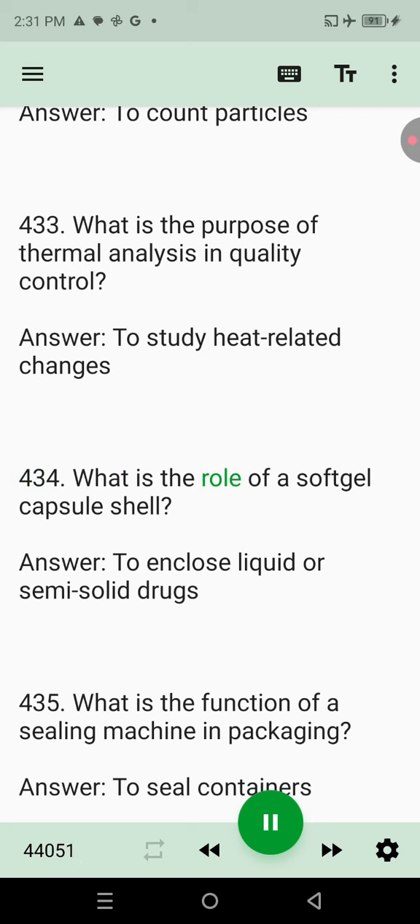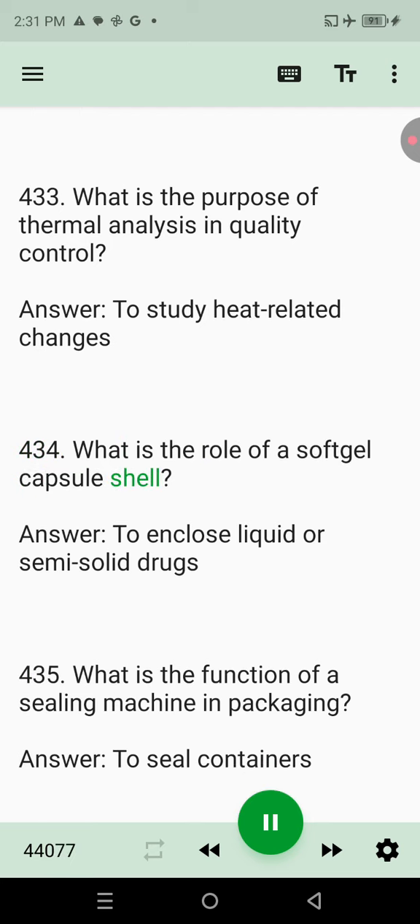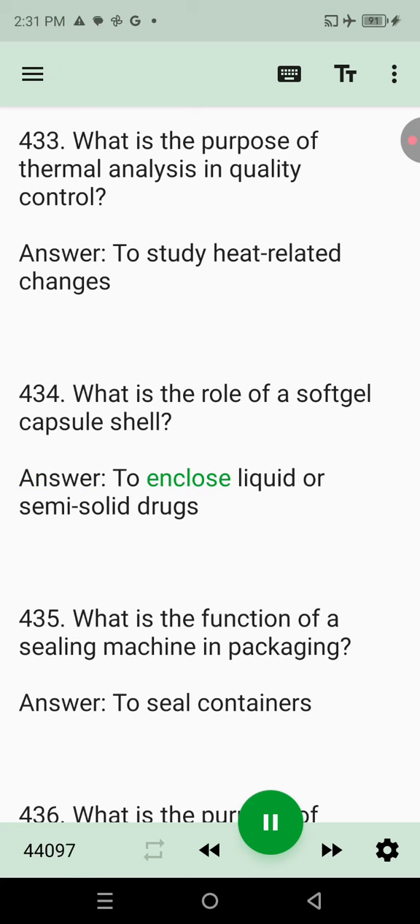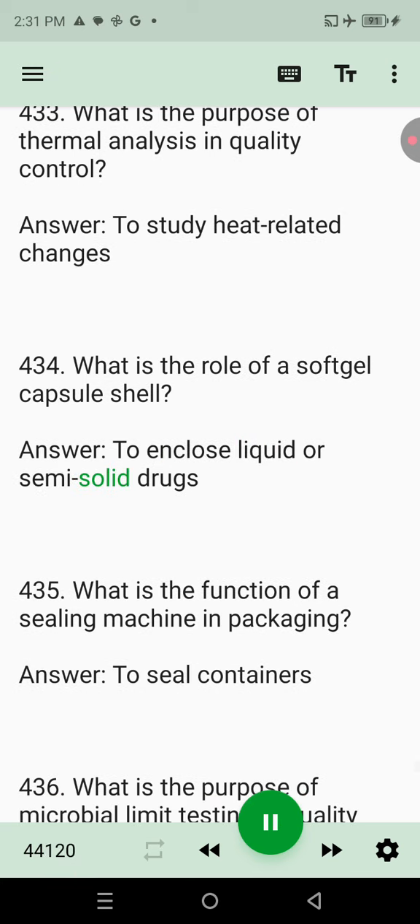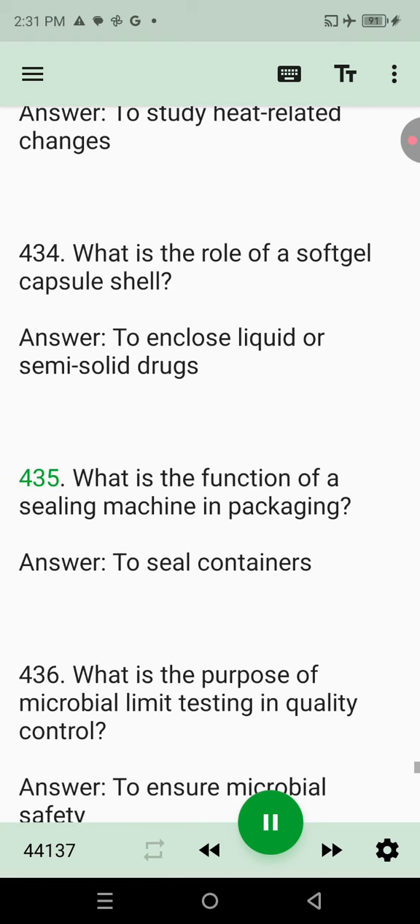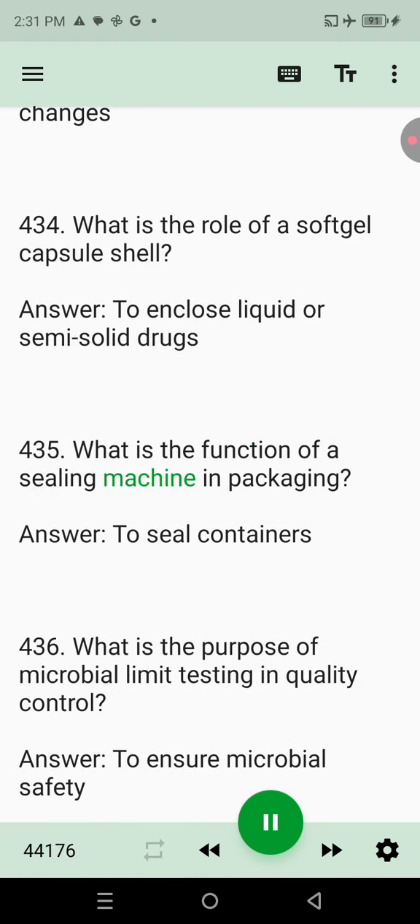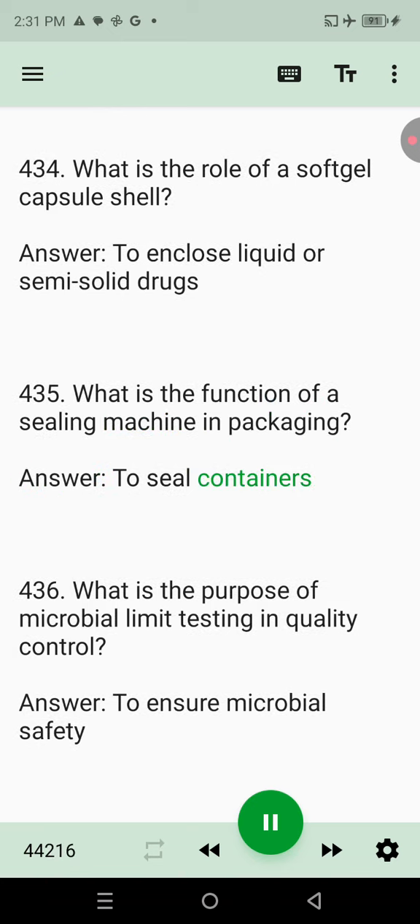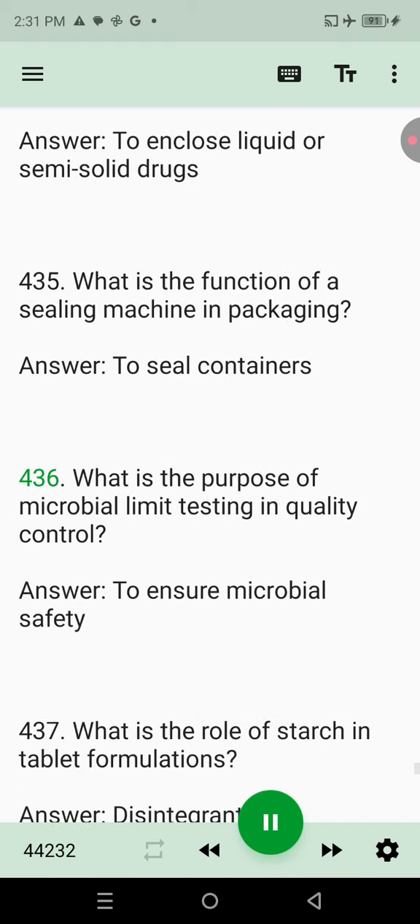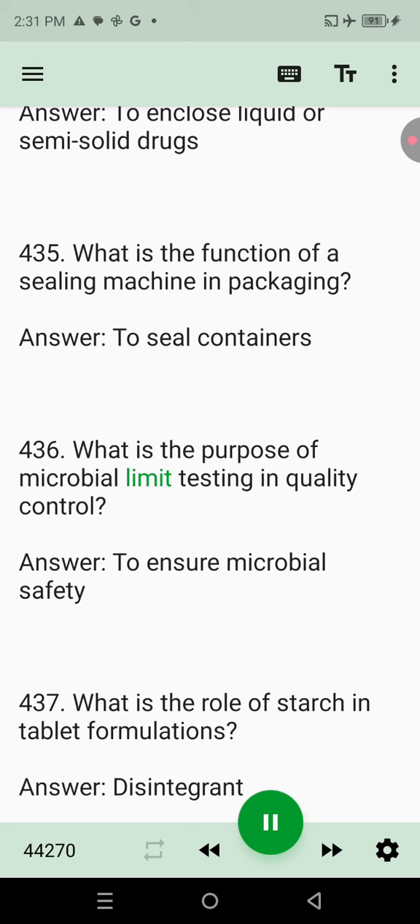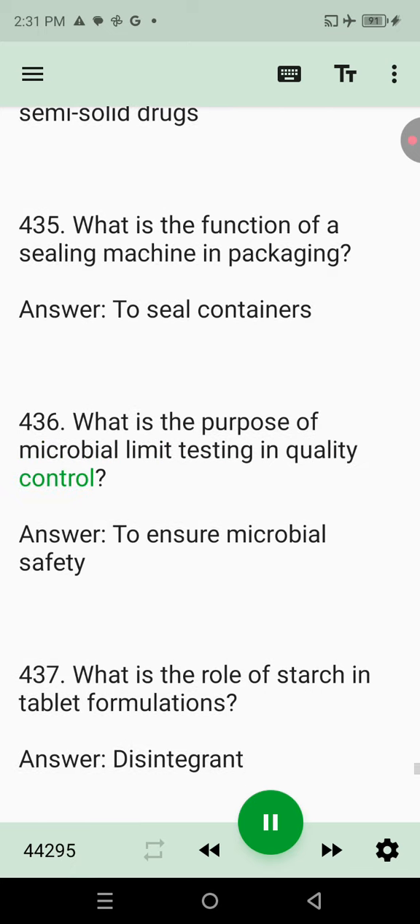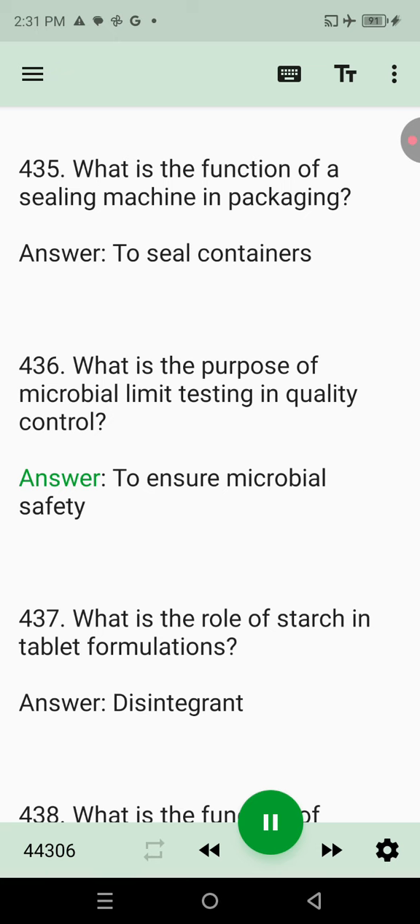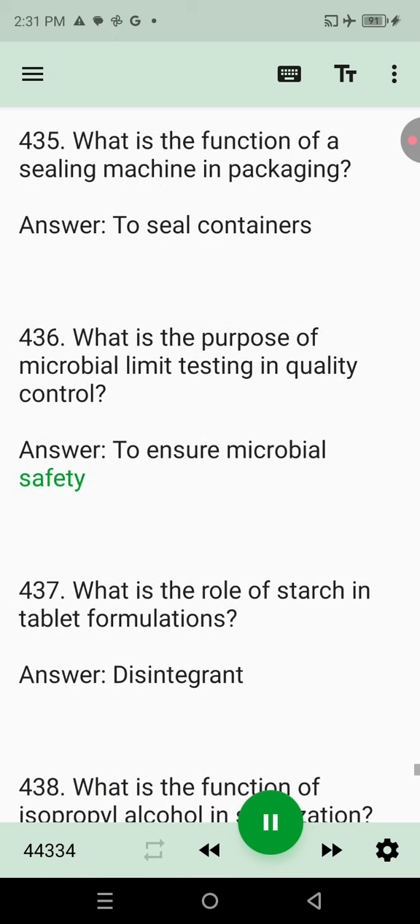434. What is the role of a softgel capsule shell? Answer: to enclose liquid or semi-solid drugs. 435. What is the function of a sealing machine in packaging? Answer: to seal containers. 436. What is the purpose of microbial limit testing in quality control? Answer: to ensure microbial safety.